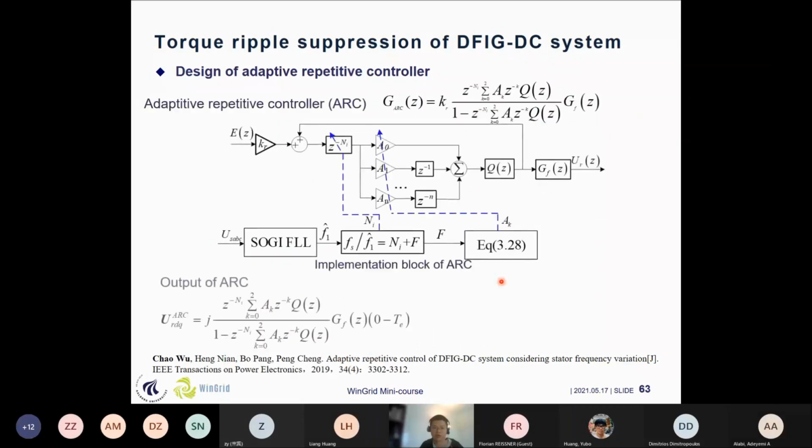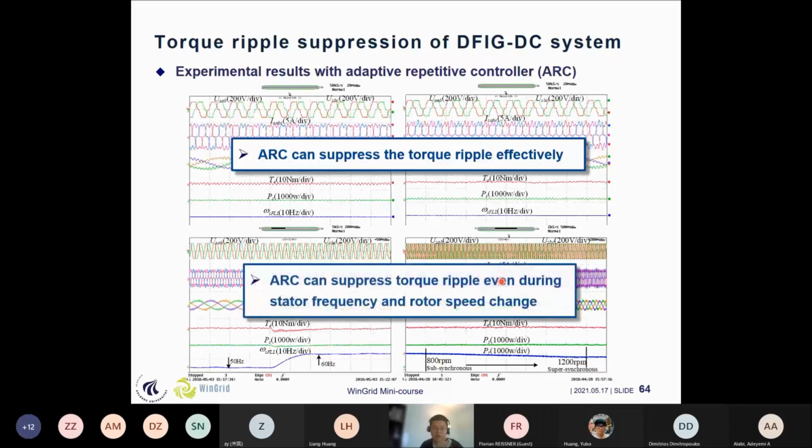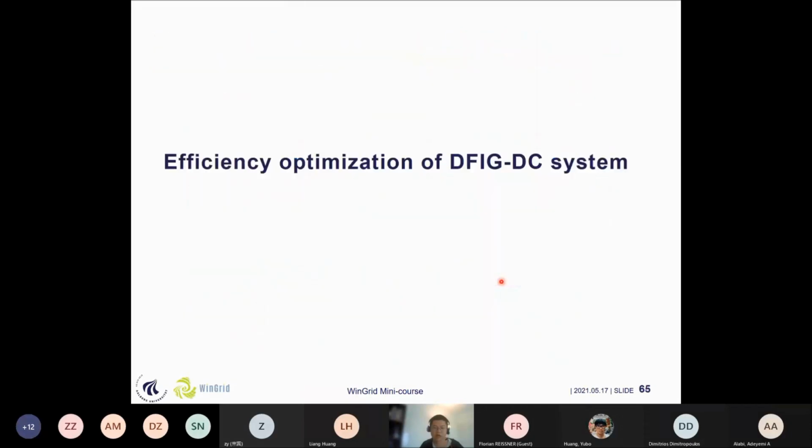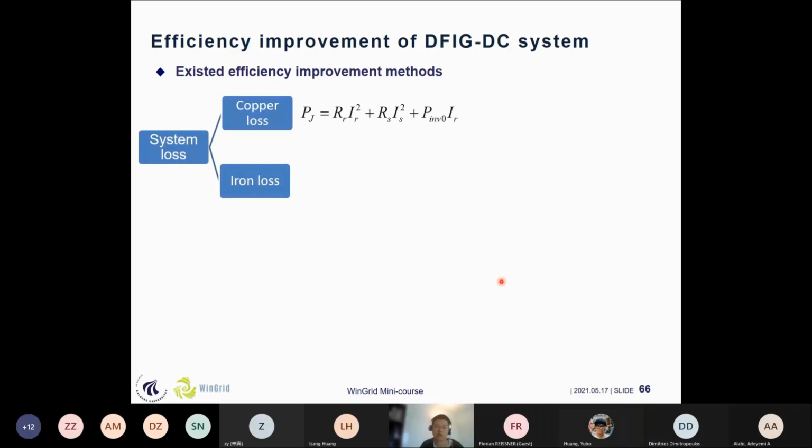I don't want to go into the details. In the experimental results, we can see that it works well. And the third part is about the efficiency optimization of the DFIG-DC system. We know that the system loss mainly consists of the copper loss and the iron loss. This is copper loss, and this is iron loss. Iron loss consists of the hysteresis losses and the eddy current losses.